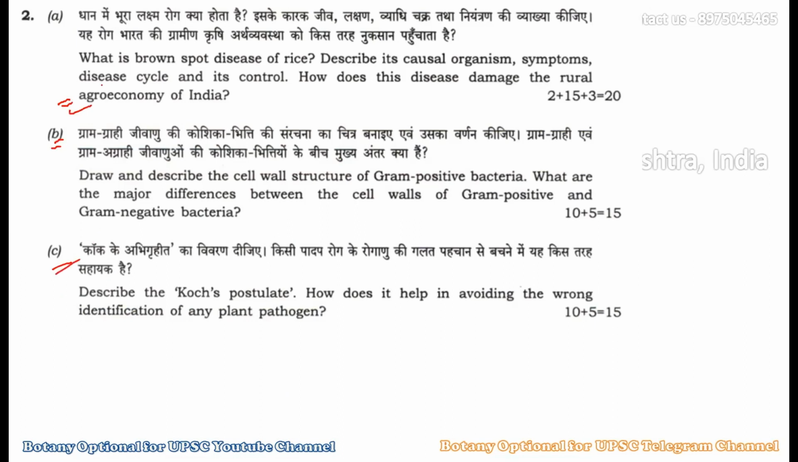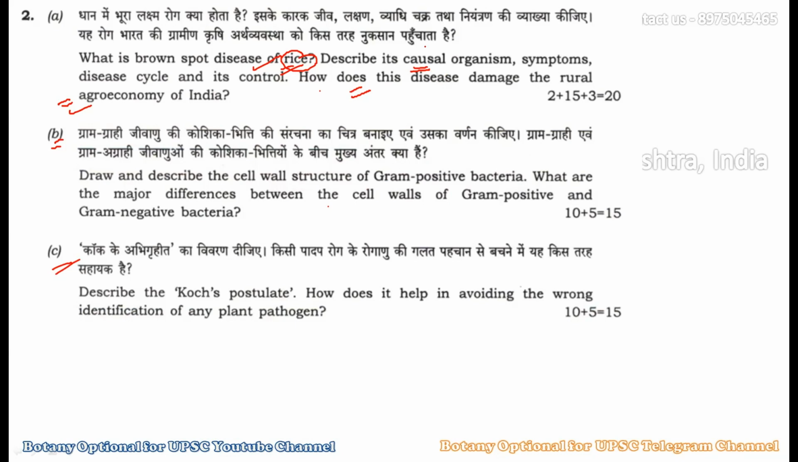The very first was A, A, B and C. In this you have to write down what you mean by the brown spot disease of rice. Okay, you have to explain the disease which is caused in the rice, which is called the brown spot disease. Then you should give the name of the causal organism, symptoms, and the disease cycle and its control, right? And then you have to write how the disease damages the rural agroeconomy in India. So you can see the UPSC is rightly connecting our botany optional topic to the social issues, right?